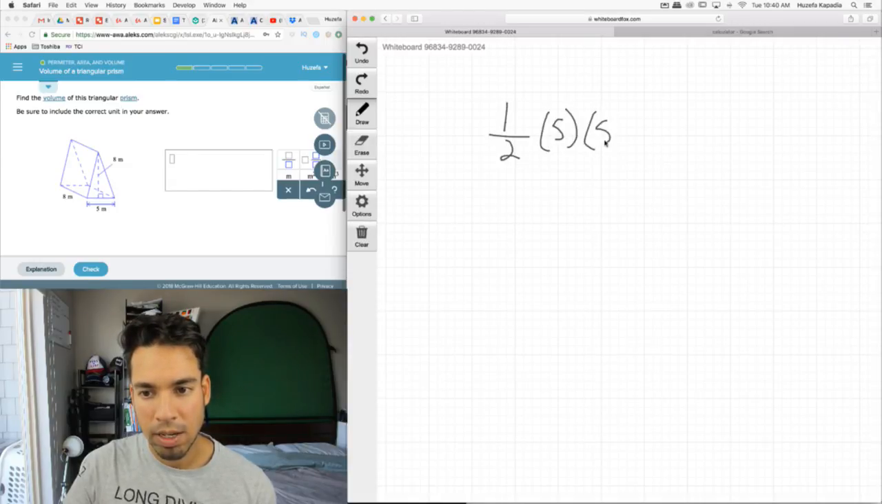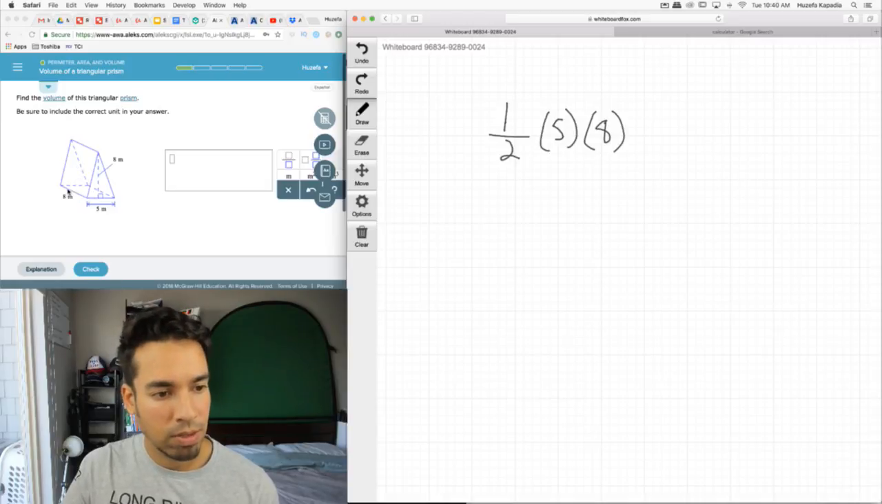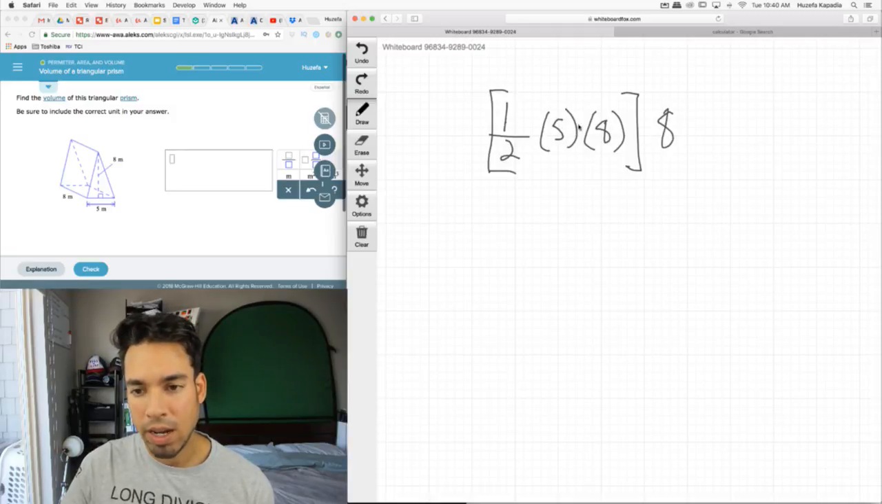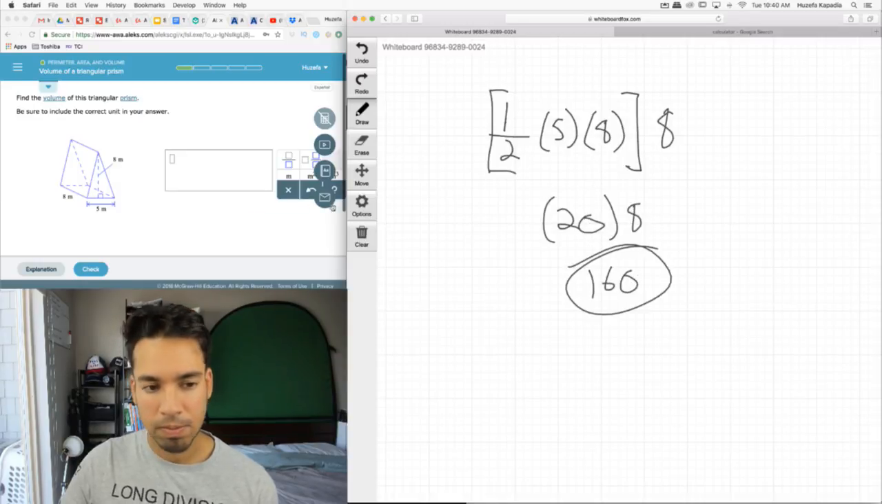base times height. And then that is multiplied by this value that is extending it, which is the 8. So this whole thing times 8. So 1/2 times 5 times 8. 5 times 8 is 40. 1/2 of that is 20. Times 8 is 160.